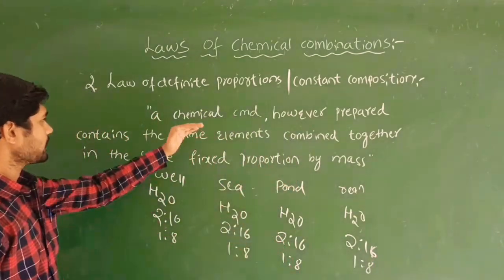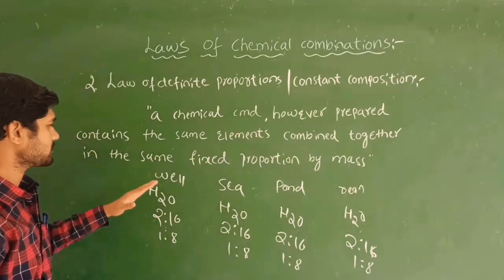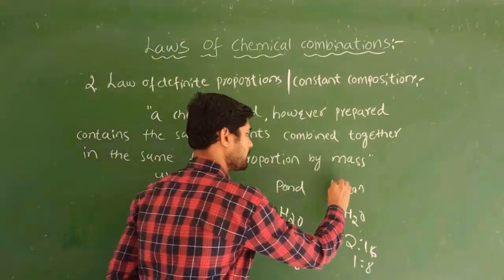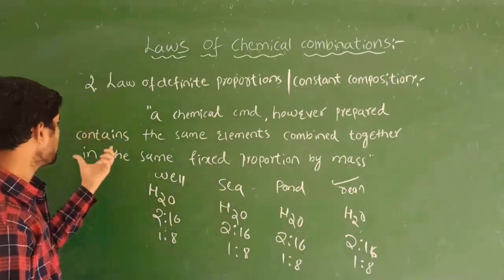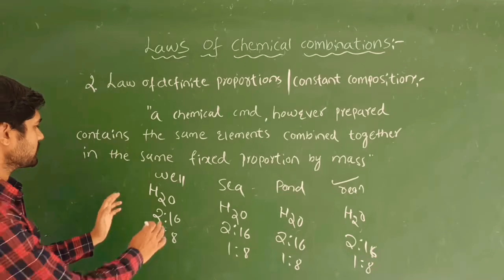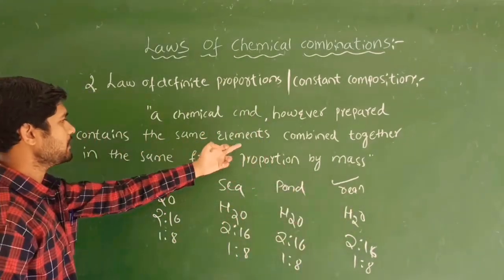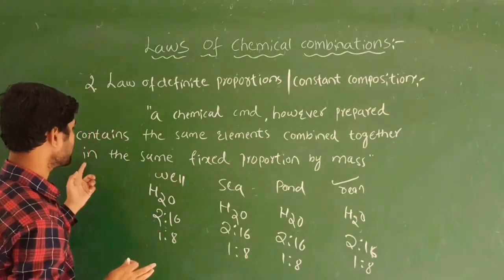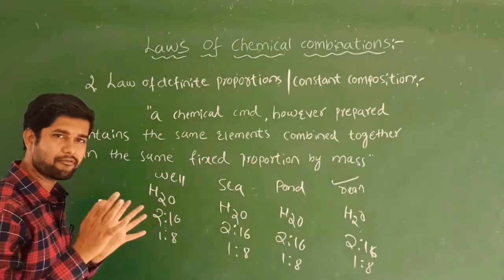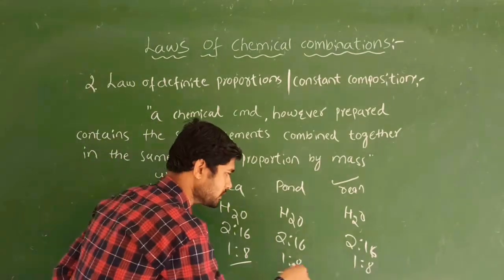Now, a chemical compound, however prepared, contains different elements. Whether we prepare it in the lab or it is natural, it is the same. Prepared or natural, it contains the same elements combined together in the same fixed proportion.